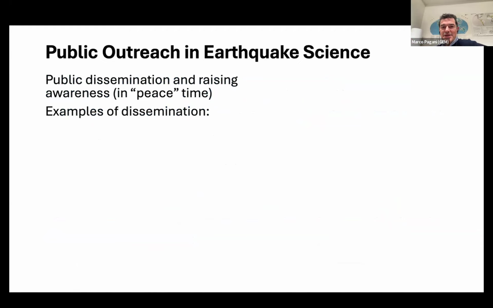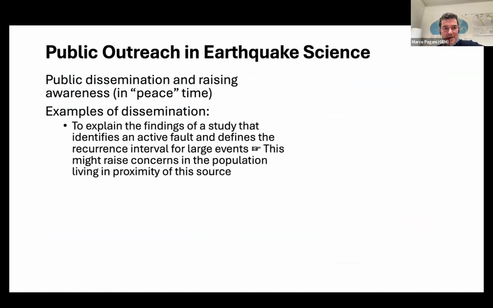So, public outreach in earthquake science, and I split the communication in two parts. One that I called in peacetime, so when basically you are not in the middle of an earthquake sequence, and another one instead where there is need of communicating during the earthquake sequence, because the challenges and the messages that you need to convey in the two cases are quite different, and the challenges are also varying a lot.